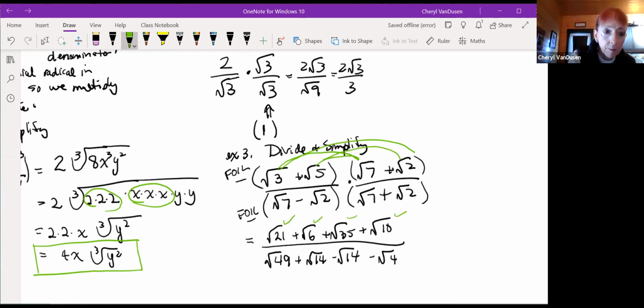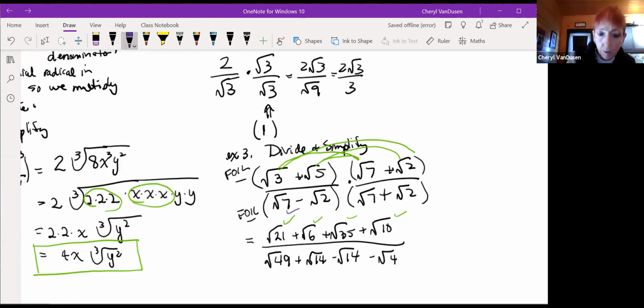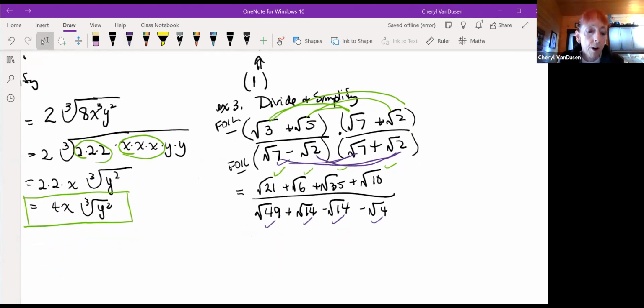Root 7 times root 7 is root 49. This is where the neat stuff's going to happen. So these guys here give us root 49. And then root 7 times root 2 gives us plus root 14. Root 2 times root 7 with the minus gives us minus root 14. And minus root 2 times root 2 gives us minus root 4.